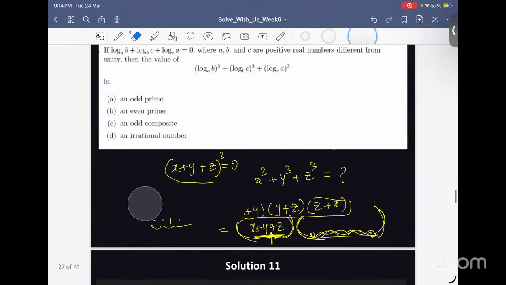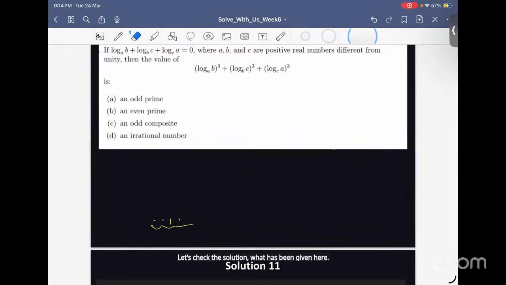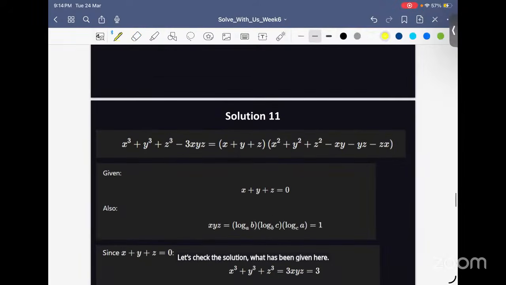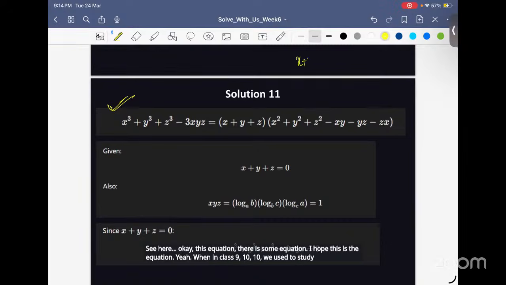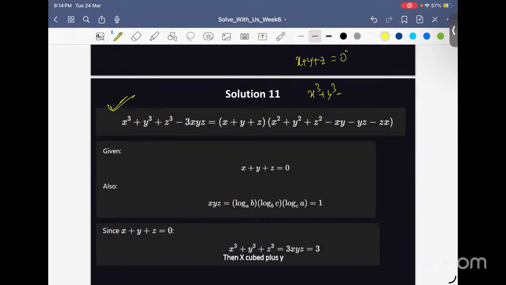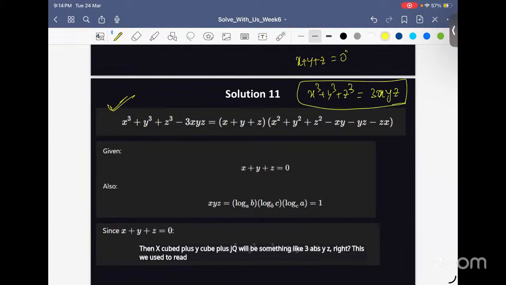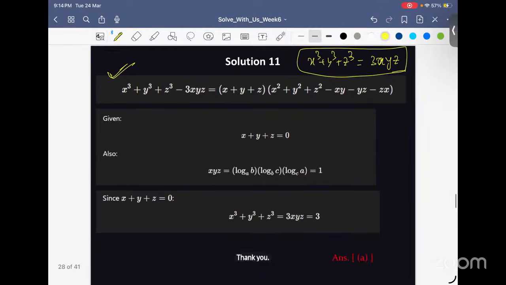Let's check the solution that has been given here. See here, there is some equation. I hope this is the equation. Yeah, in class 9, 10 we used to study, right? If x plus y plus z equals 0, then x cube plus y cube plus z cube will be something like 3xyz, right? This we used to read, right? I guess that equation only you have to use.